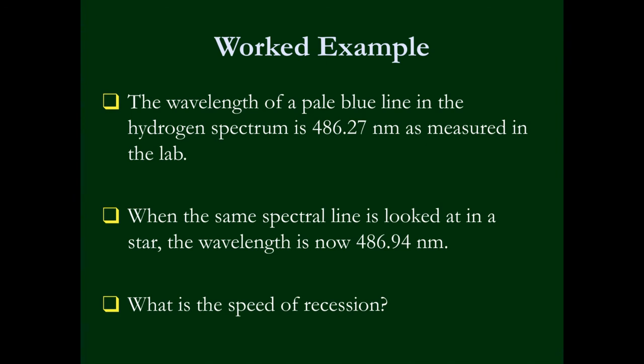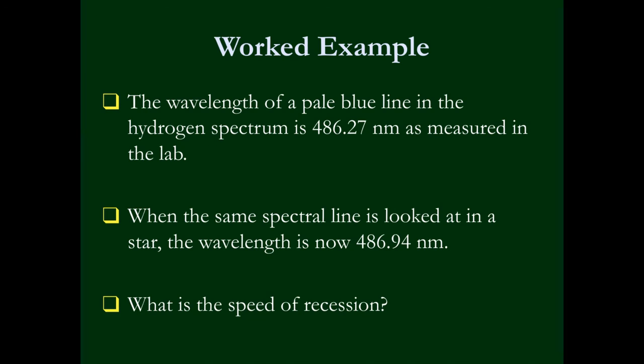So let me give an example. The wavelength of the pale blue line in the hydrogen spectrum is 486.27 nanometers. It was measured in the lab. Now, the same spectral line looked at in a star, the wavelength is now 486.94 nanometers. So what is the speed of recession?